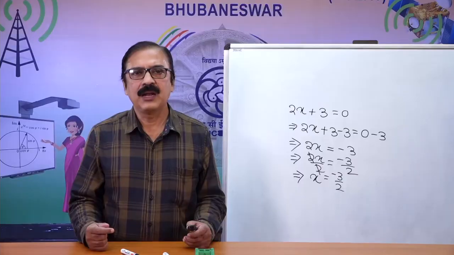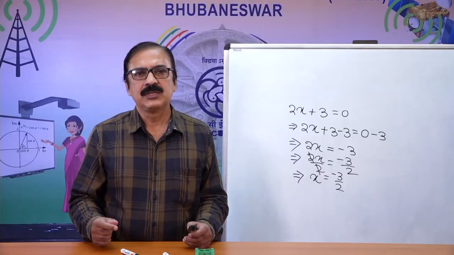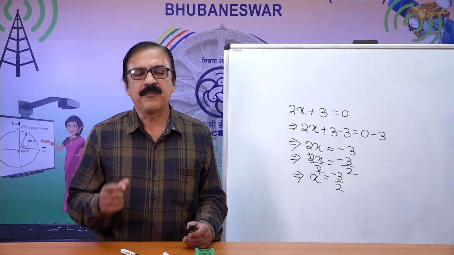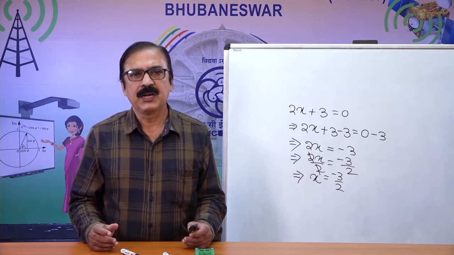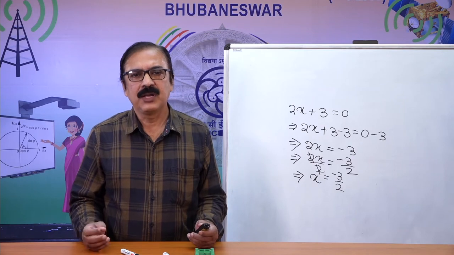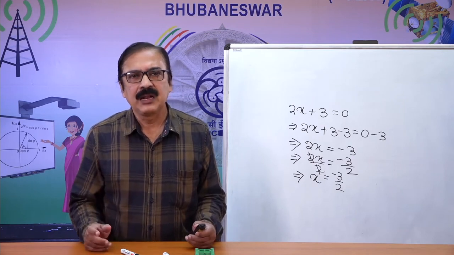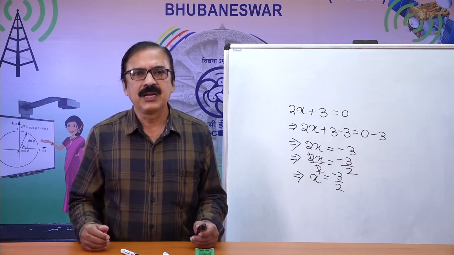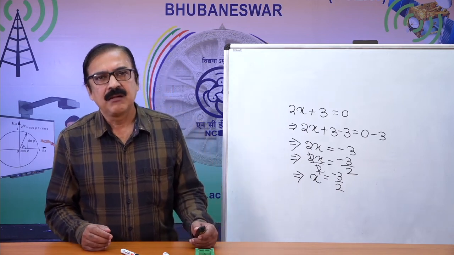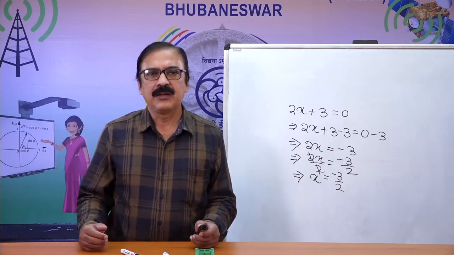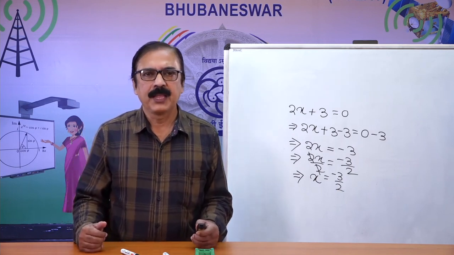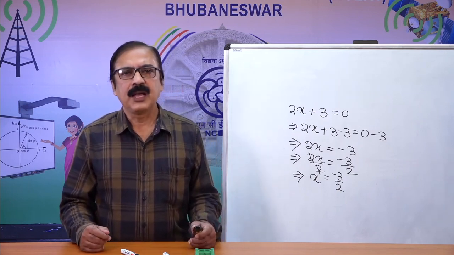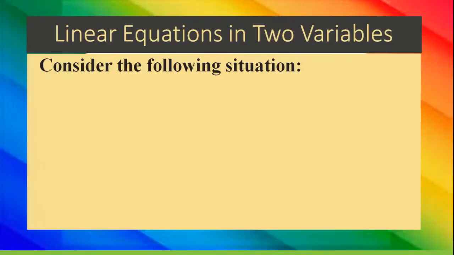Why non-zero? Because a number cannot be divided by 0. It is undefined. So here it is specifically written, when we consider division, the divisor must be a non-zero number. Then linear equations in two variables.